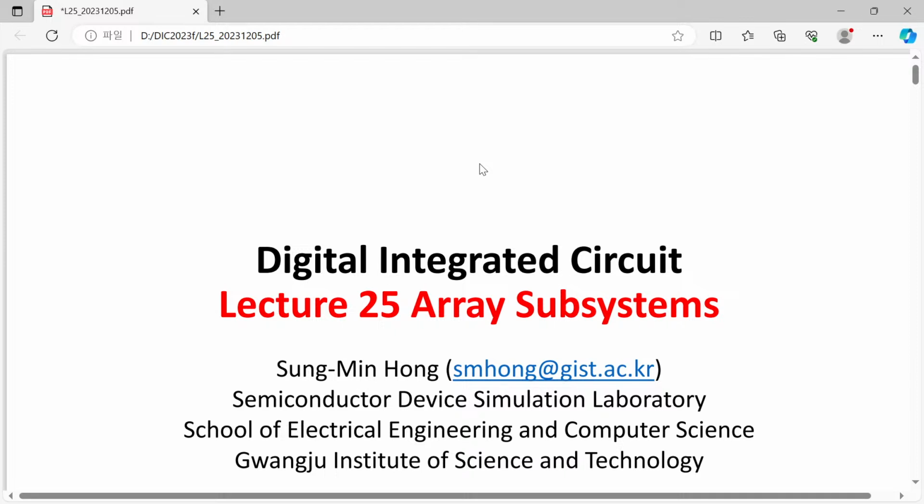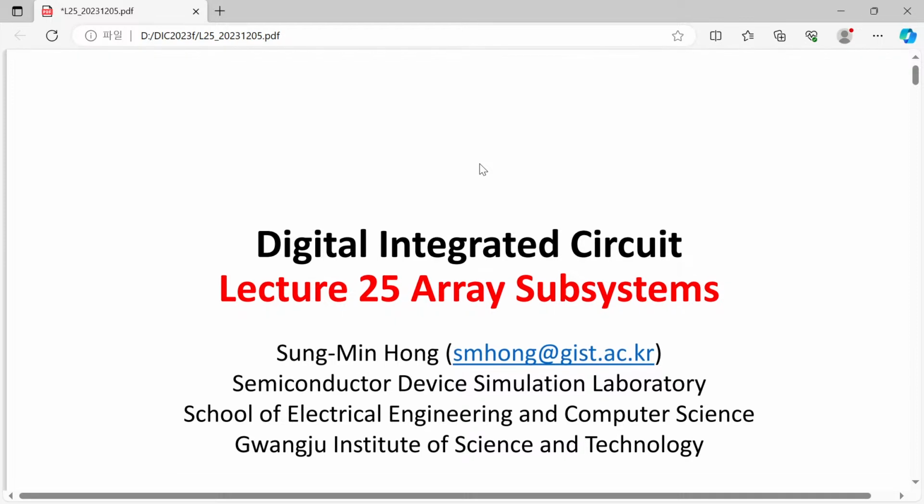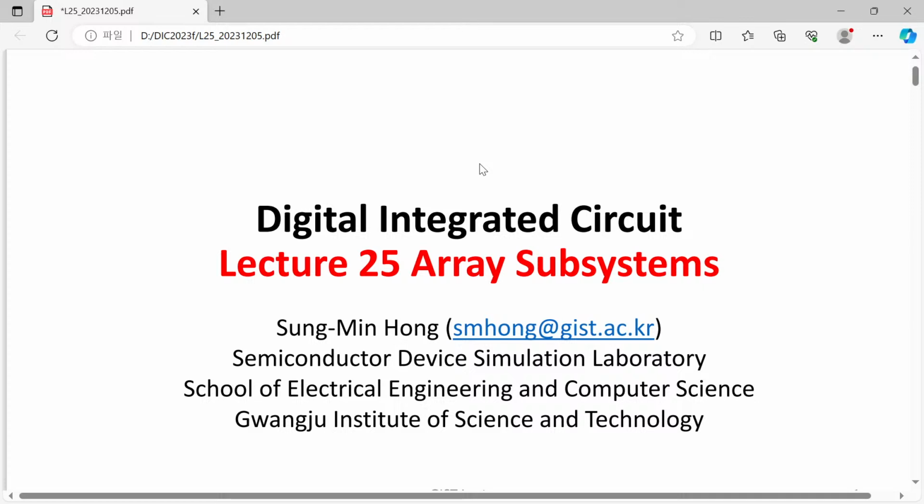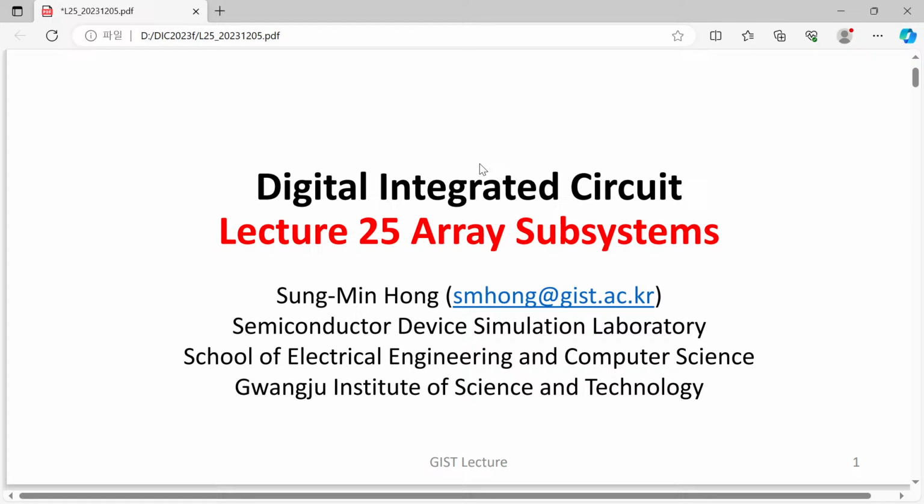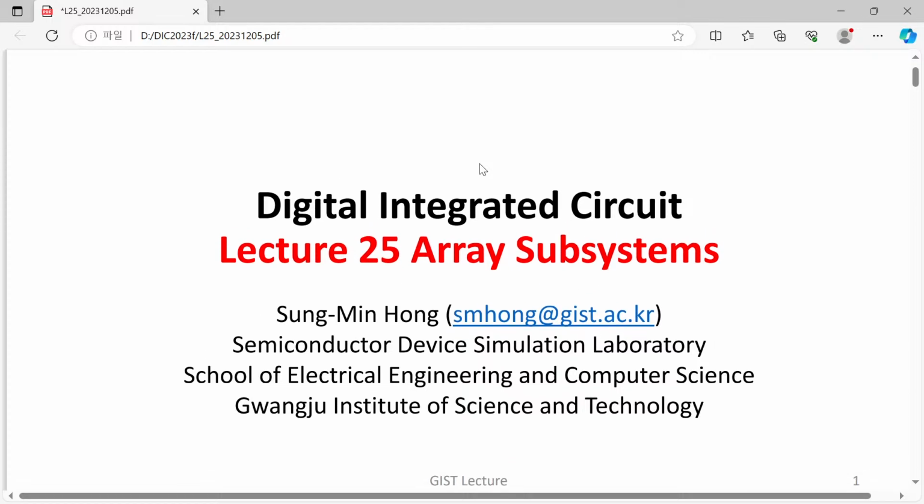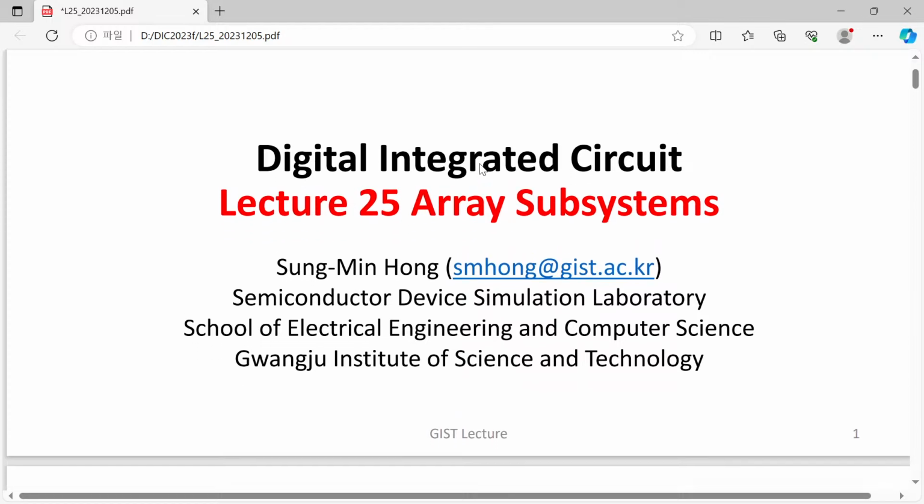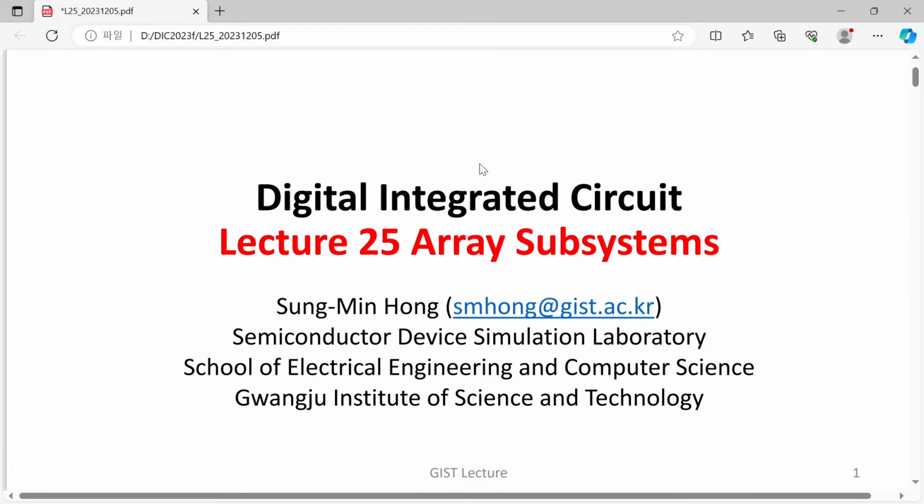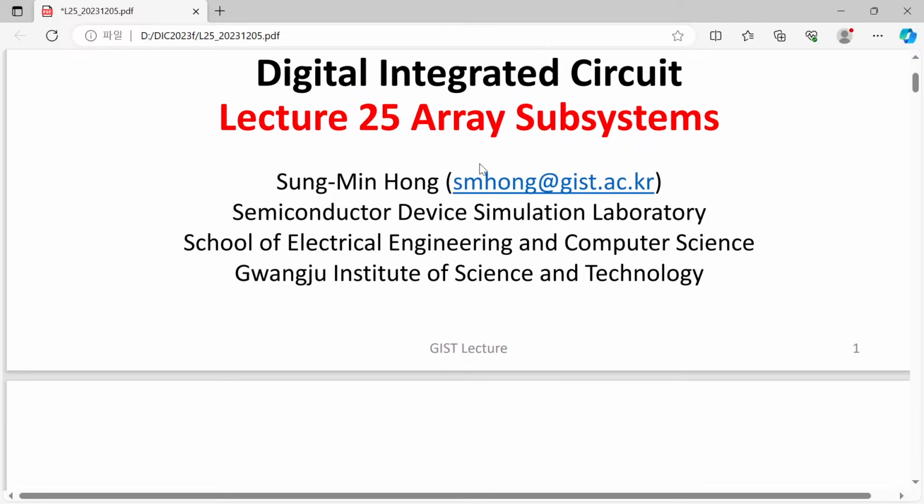Okay, this is lecture 25 and this is the last lecture of our semester. So today, as announced before, we will talk about the array subsystem. More specifically, we will talk about SRAM cells.